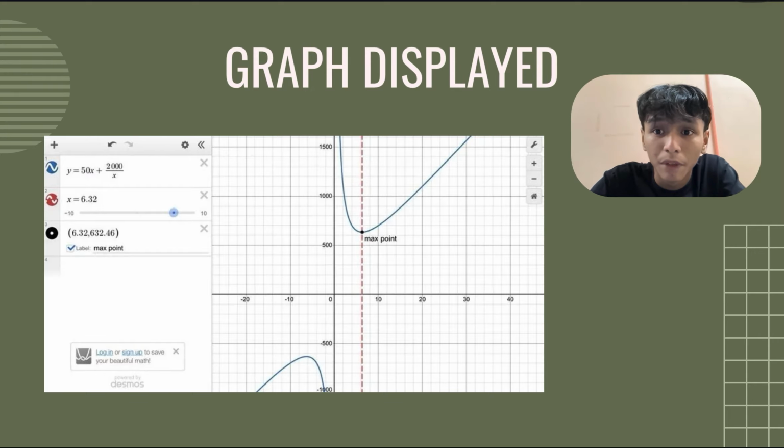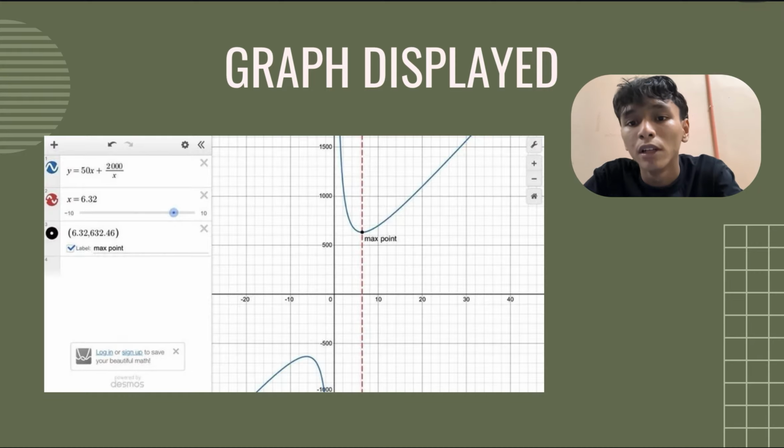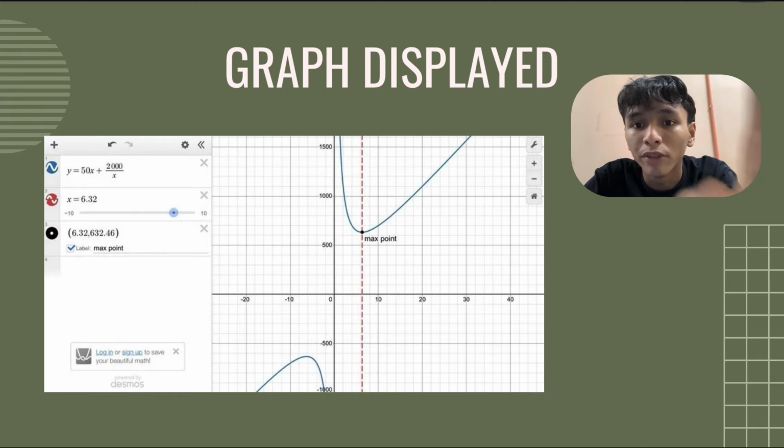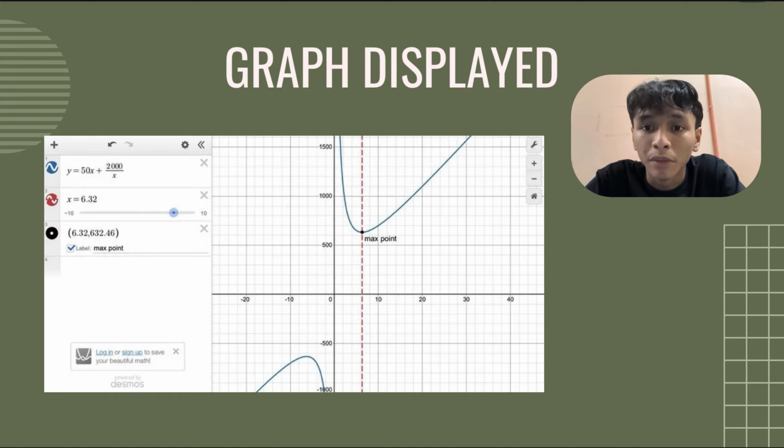For this part, we will explain the graphing method using the equation y equals 50x plus 2000 over x, which is a real dimension model. The equation represents a combination of two different rates. 50x shows the value that increases proportionally with x, while 2000 over x represents an inverse relationship, where the value decreases as x increases. By plotting this equation using digital tools, we can clearly observe how the system behaves.